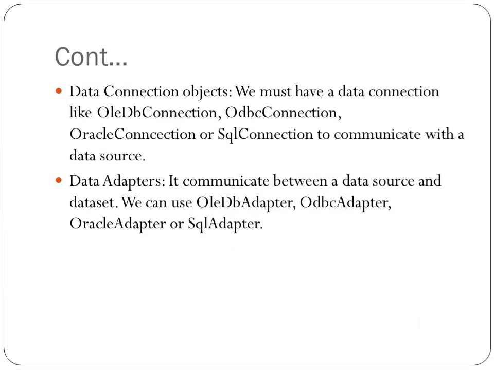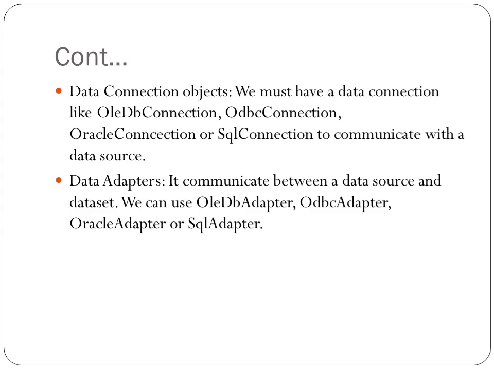First of all, what is meant by a data connection object? The name itself has the term connection. We are going to make a connection between our front end and back end, or simply say I am going to connect the database into my .NET programming. So we need a data connection. Here we have some data connections like OLEDB connection, ODBC connection, Oracle connection, SQL connection. These connections communicate with the data source.